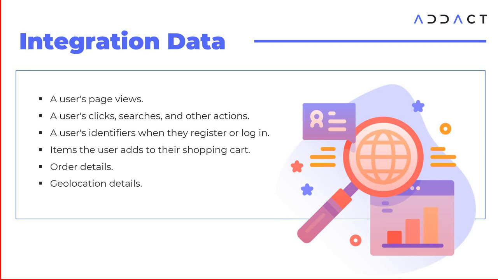We can also track user identifiers, when they register or log in. Most of the time, a user will come to the website, and we can track them as a visitor or anonymous user. But after filling in or submitting some forms, we can identify, okay, this is a known user or this is a returning user. So based on their data we can provide a good experience to our users. And items a user adds to their shopping cart, order details, geolocation details, we can gather all this information from the CDP platform, and based on that data we can provide a personalized experience to our users.